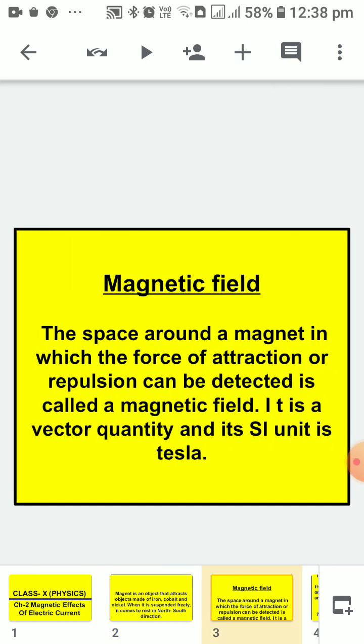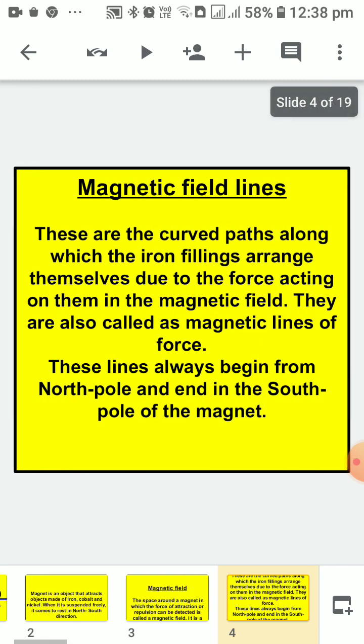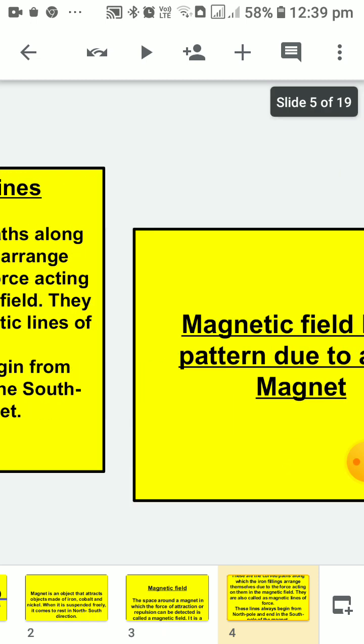Magnetic field. It's the space around a magnet in which the force of attraction or repulsion can be detected. It is a vector quantity and its SI unit is Tesla. Now, magnetic field lines. These are the curved paths along which the iron filings arrange themselves due to the force acting on them in the magnetic field. They are also called magnetic lines of force. These lines always begin from the North Pole and end in the South Pole of the magnet.